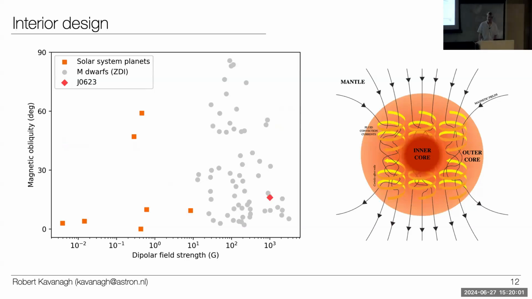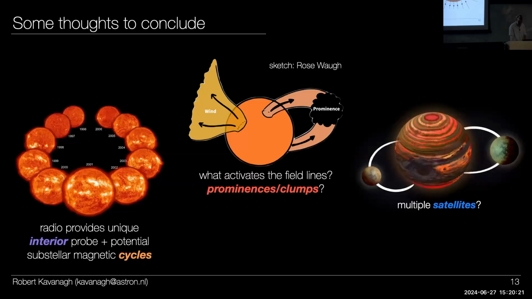And finally, I made this earlier, and I thought this was interesting, thinking a bit more about what is going on in the dynamo in this object. If we look at the dipolar field strength and obliquity of its field and compare it to M dwarfs and the solar system planets, can we say something about its interior? I'm not a dynamo expert at all. Maybe there's someone in the room who has some insights. That'd be nice to hear about.